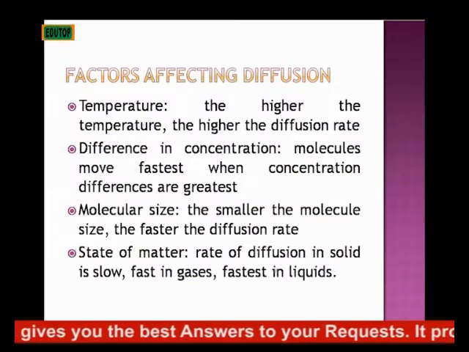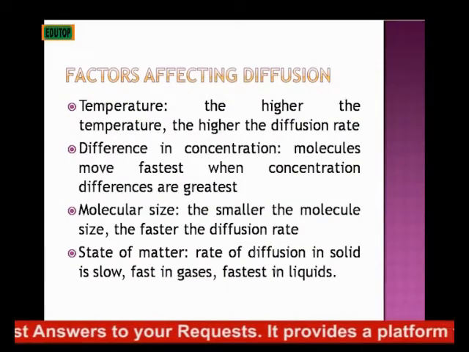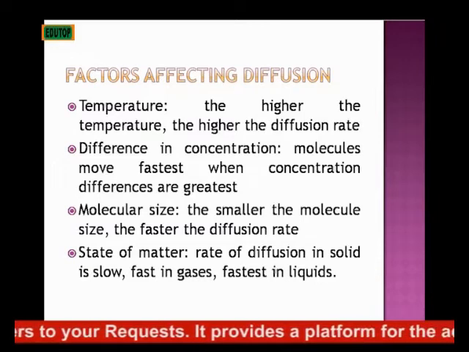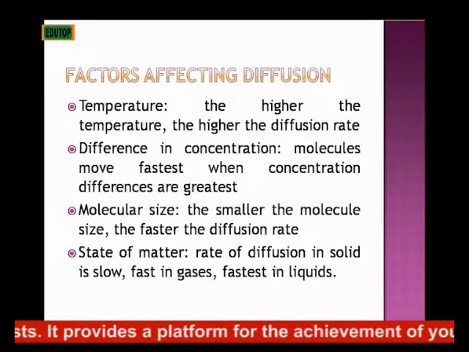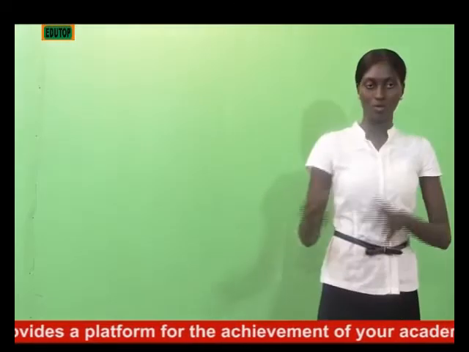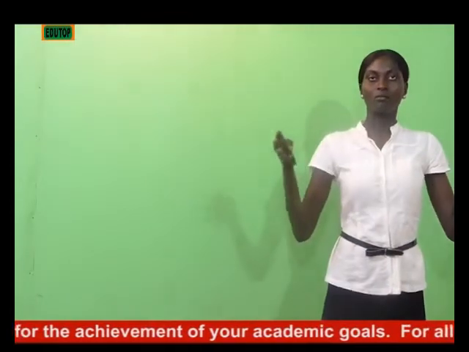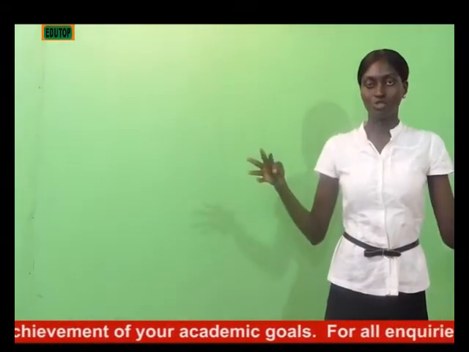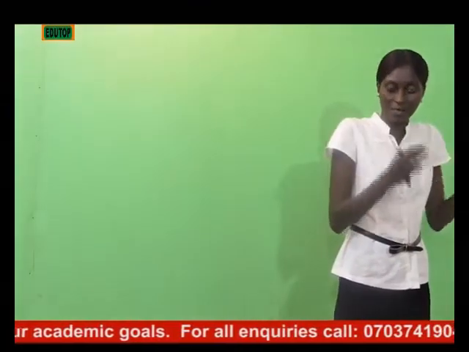Then another thing is difference in concentration. Molecules move fastest when concentration differences are greatest. For instance, what is concentration difference? We talked about the high and the low concentration. The high concentration is when a particular substance is so concentrated in a particular place compared to another where that thing is not there at all.